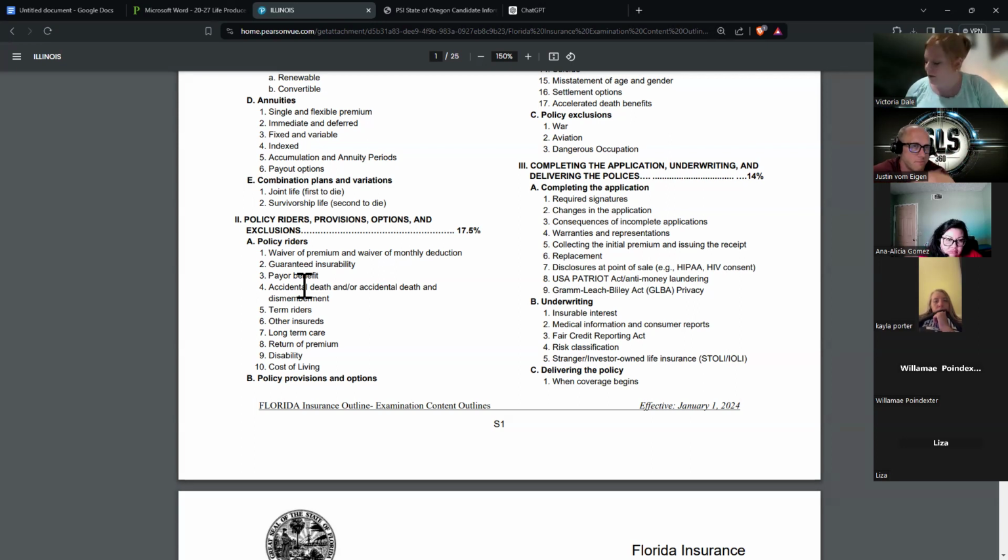So it can impact how cash value grows and how much you can put into the policy as well, because technically it's a higher face amount.